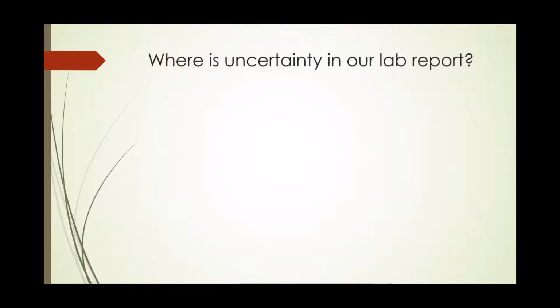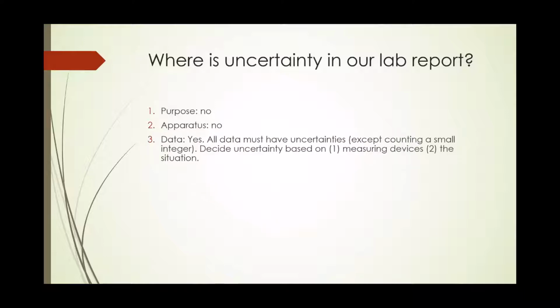So where do we have to consider uncertainty in our lab report? Our lab report consists of 7 sections. Purpose, no uncertainty. Apparatus, no uncertainty. Data, yes. So when you record data, you must decide the uncertainty at the same time and record it. How to decide the uncertainty is a more complicated topic. We'll look at it in our first lab.